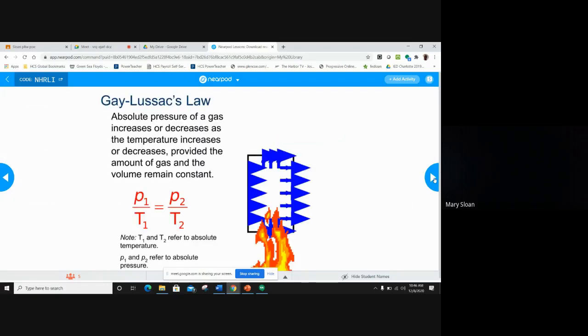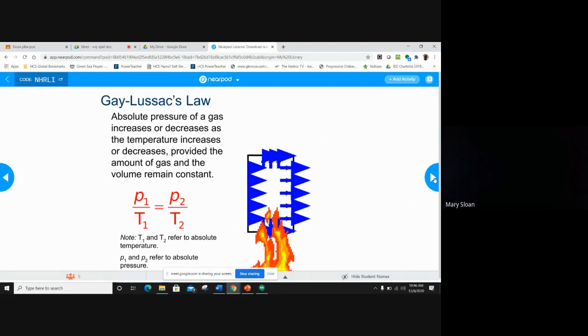Next one is Gay-Lussac. Okay. So Gay-Lussac has P1 over T1 equals P2 over T2. What do you think the first thing that you would need to do with that? Make it linear. Yep. So P1 T2 equals P2 T1. Right. So if it's P1 over T1 equals P2 over T2, it would be P1 T2 equals P2 T1. That's the same thing. Yes, ma'am.